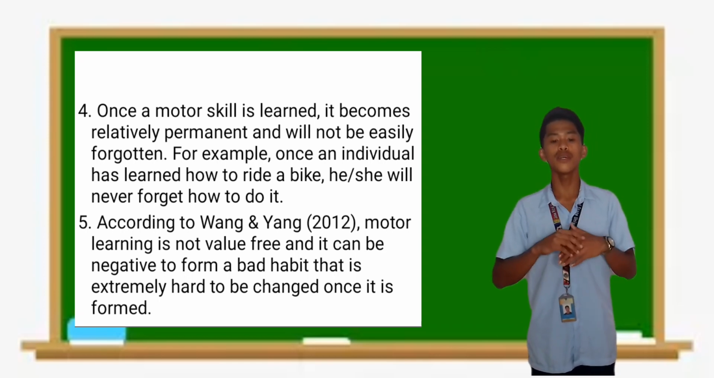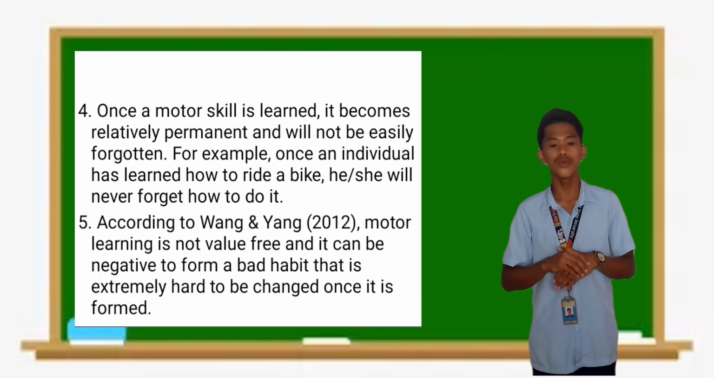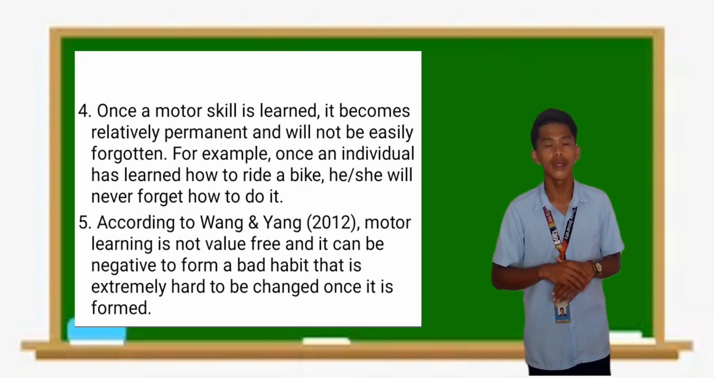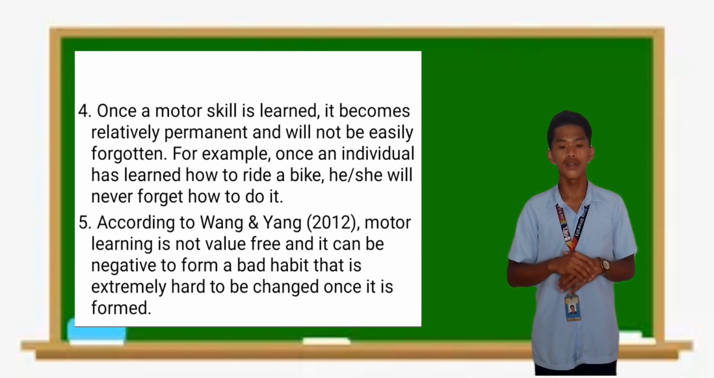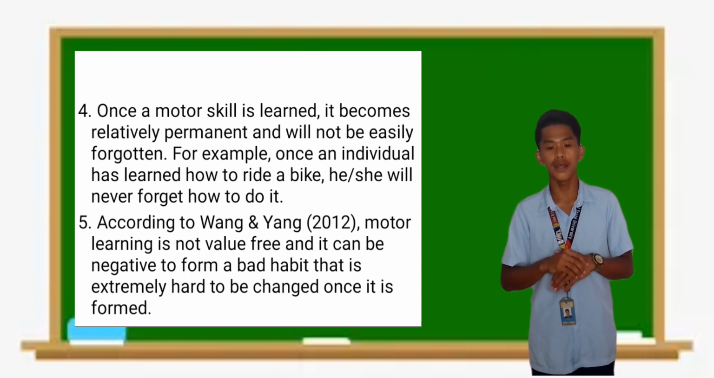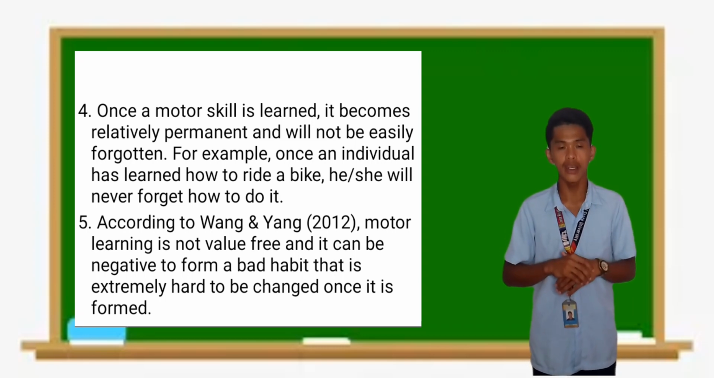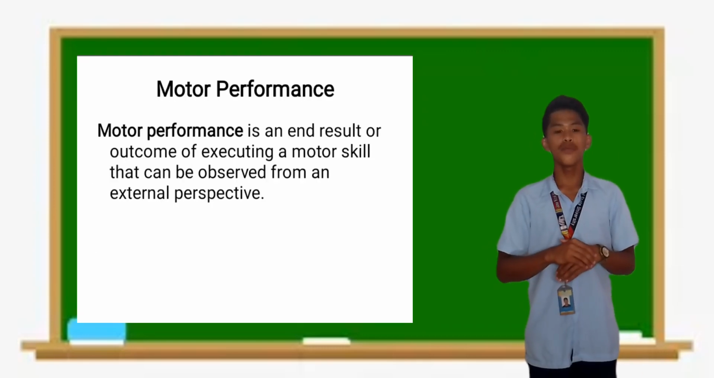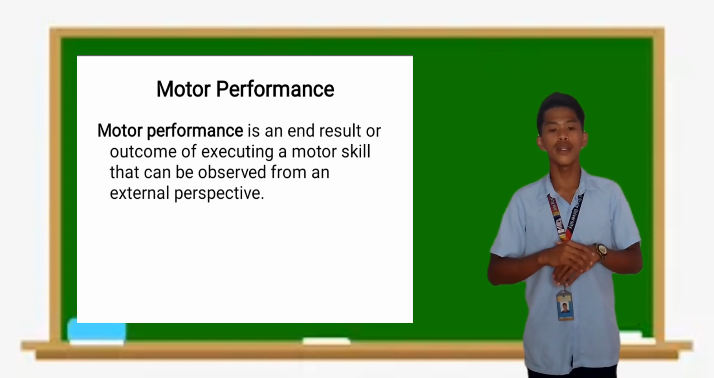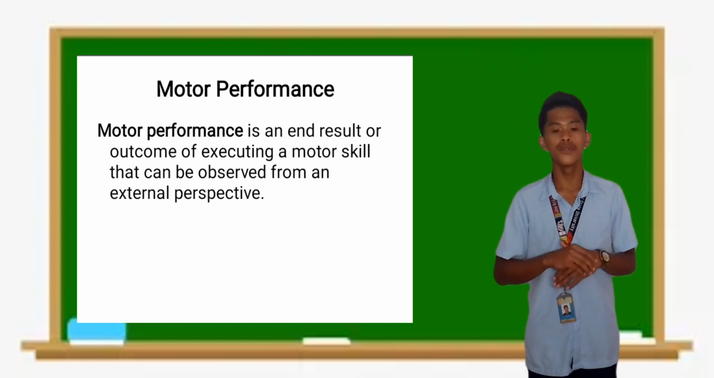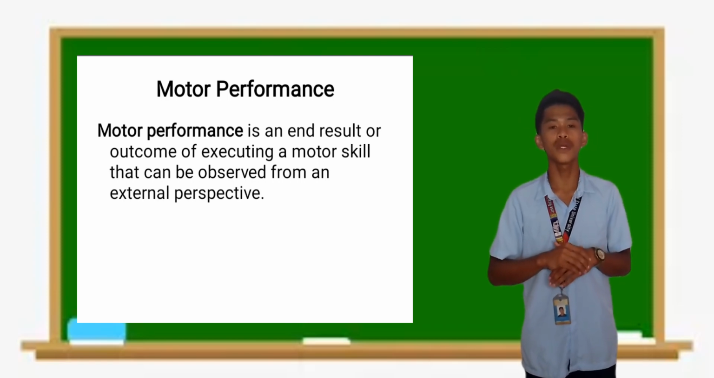For example, once an individual has learned how to ride a bike, he or she will never forget how to do it. According to Wang and Yang 2012, motor learning is not value-free and it can be negative to form a bad habit that is extremely hard to change once it is formed. What is motor performance? Motor performance is the end result or outcome of executing a motor skill that can be observed from an external perspective.